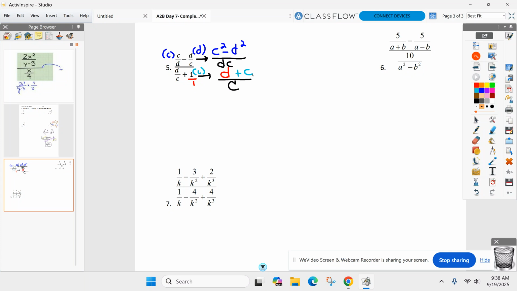How do we feel? Because grading the quiz, if we had a huge issue as a class as a whole, it was definitely adding and subtracting with different denominators. Anything here you want to ask? Because that's what we're doing now.